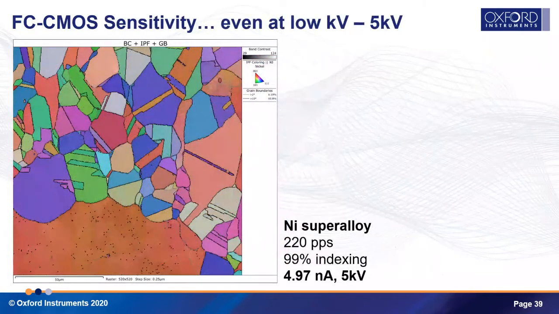Let's see what happens if you go the other way. Well, here we are at 5 kV, which is an incredibly low striking voltage. And here on a nickel superalloy, we've been able to run at 200 odd measurements a second with a 99% indexing rate at 5 nanoamps. And this is at 5 kV. So that really gives an indication of the sensitivity.